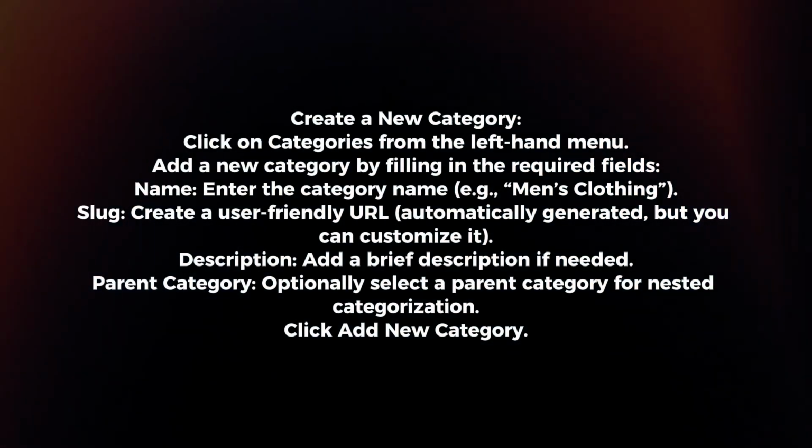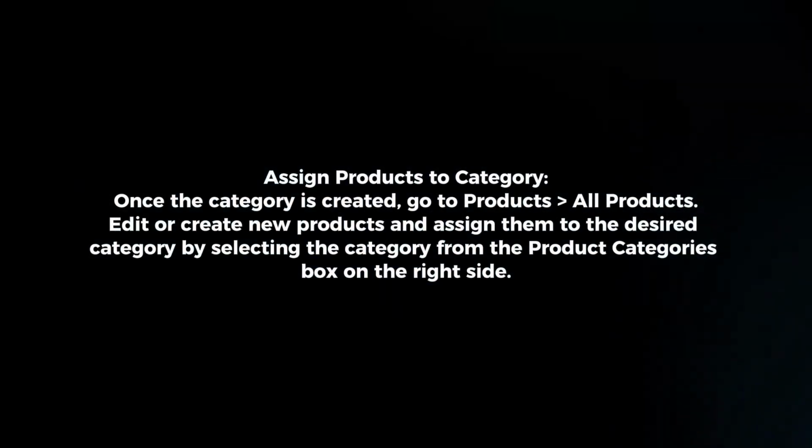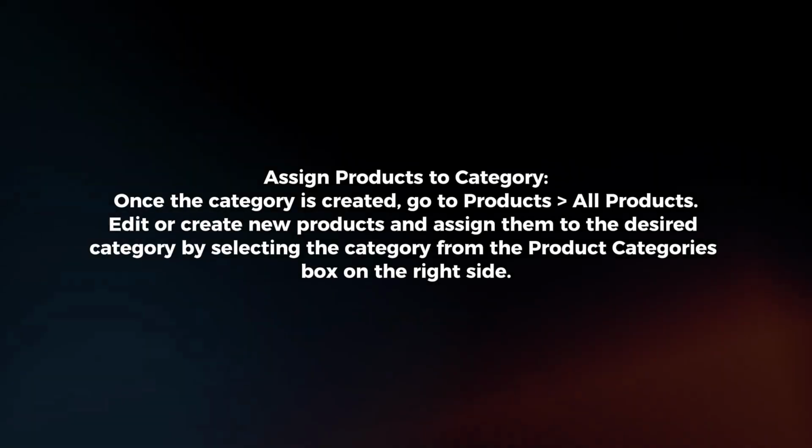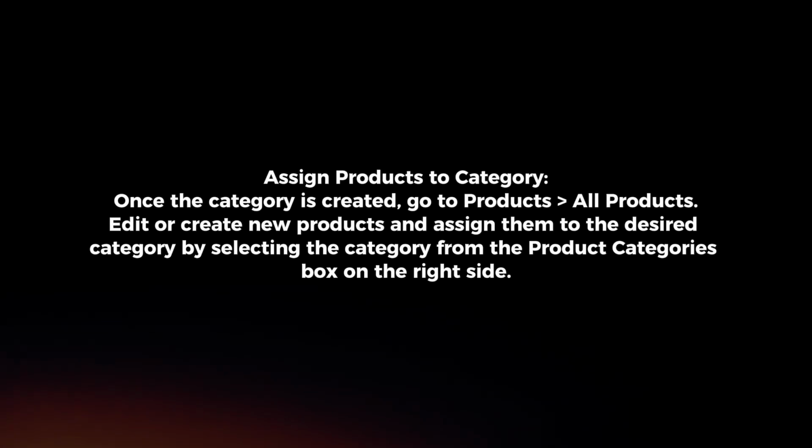Click Add New Category. Assign products to category. Once the category is created, go to Products, All Products. Edit or create new products and assign them to the desired category by selecting the category from the Product Categories box on the right side.